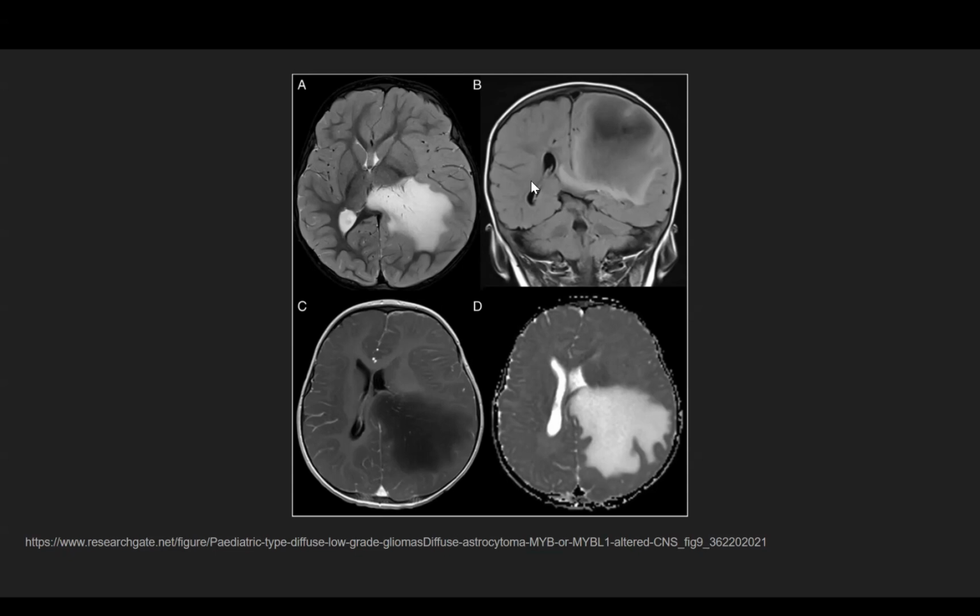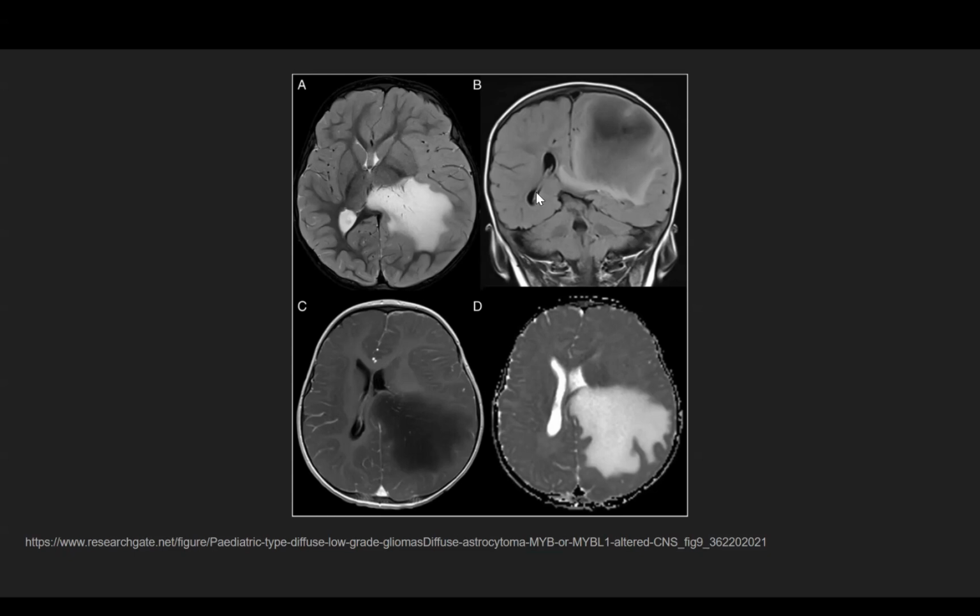So we have T2 FLAIR mismatch going on here, and we also have this particular pattern of vessels, which is called fireworks sign. Fireworks sign and T2 FLAIR mismatch is very particular for a certain type of pediatric glioma, and we are going to discuss it later.